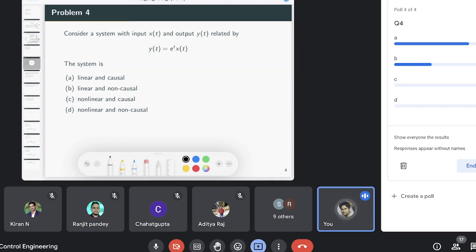Okay, so you know how to check this, right? Linearity property. You have to check two conditions, that is superposition and homogeneity. And for a causal system, you can just see whether it depends on the future input or not.